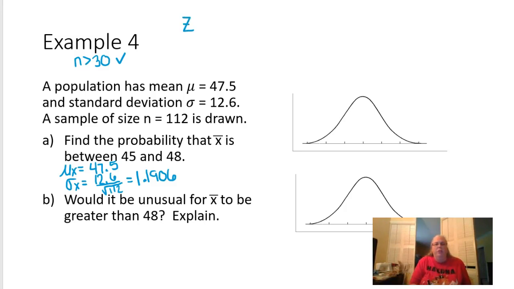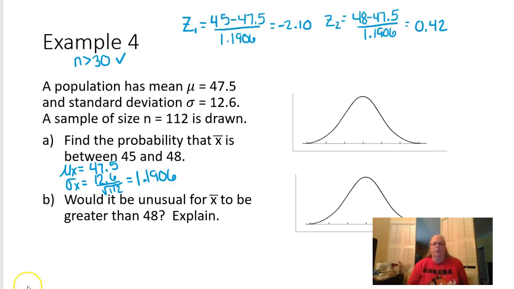Now I'm going to differentiate between the two of them. I'm going to call this z1. This is my first z-score. This is going to be 45 minus 47.5 divided by our standard deviation. All right, so my first z-score is going to give me negative 2.10.